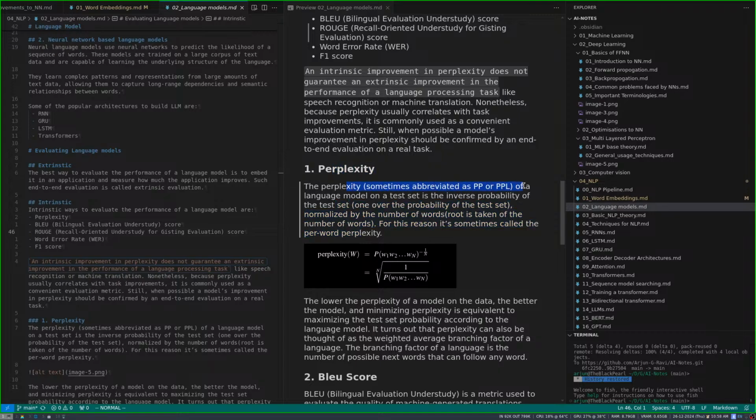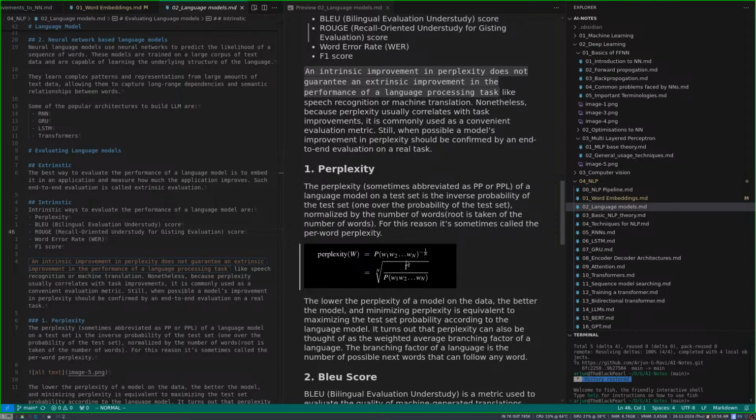Perplexity of a language model on a test set is the inverse probability of the test set, normalized by the number of words. So we will take the probability for each word, and then take the nth root. N is the length. Nth root of the reciprocal of the probability.